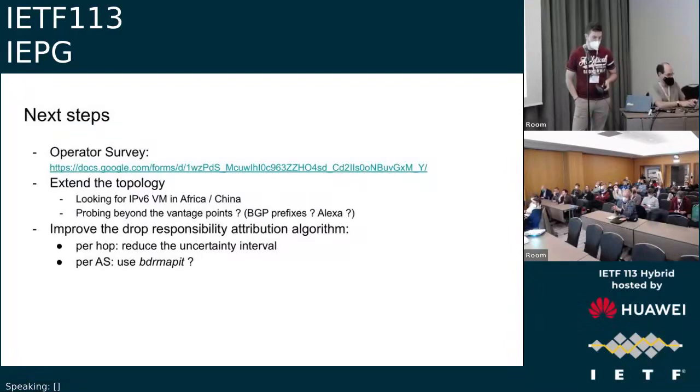And we also try to improve the drop responsibility attribution algorithm, firstly per hop, so reduce that interval as much as possible, and then per AS. One possibility here is to use bdrmapIT, especially for the case with a link between 2 ASes. Next slide.